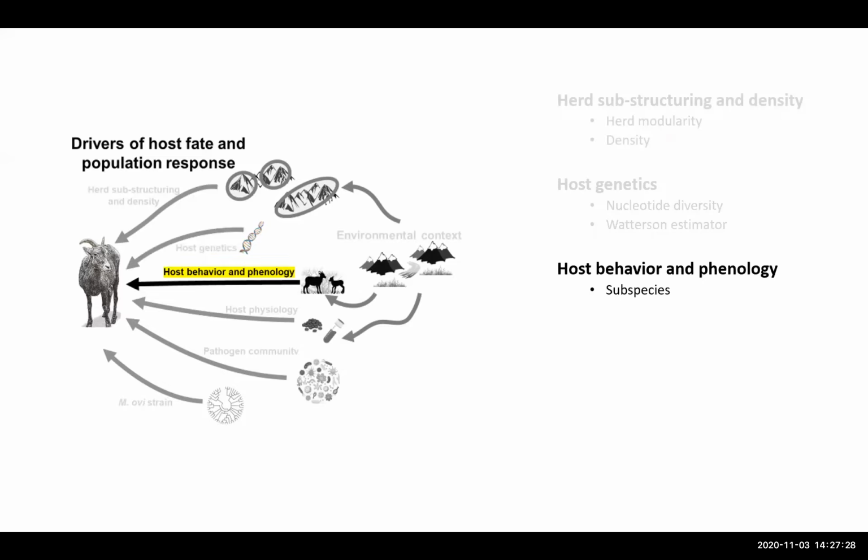For host behavior and phenology, we were focused on subspecies for our metric here. And there's a couple reasons we felt like this was going to be a good metric for this. To begin with, we know that Rockies and Californias tend to form subgroups of about 10 to 20 sheep and have a very compact birth pulse of only a few weeks. Deserts, on the other hand, form smaller subgroups and have a very broad birth pulse that can last for months, which could reduce the chance of spread amongst lambs.